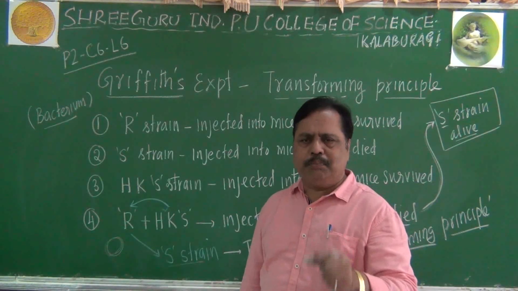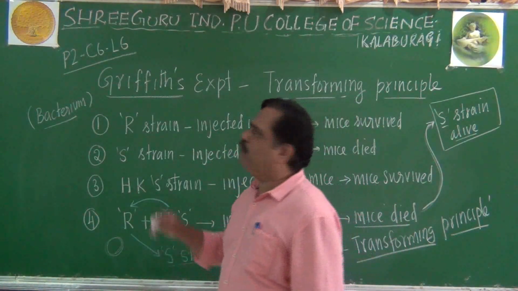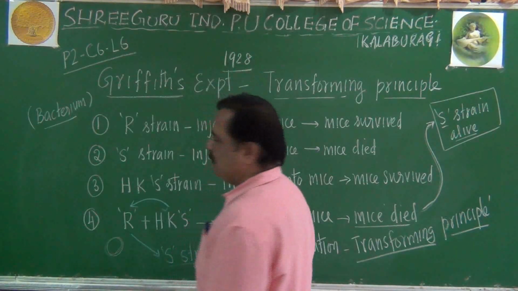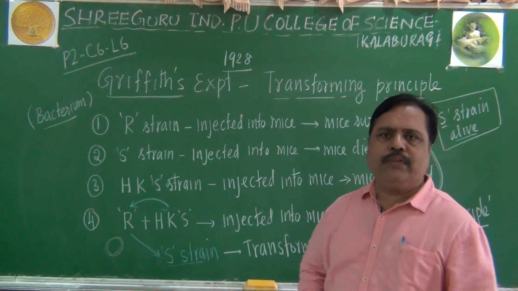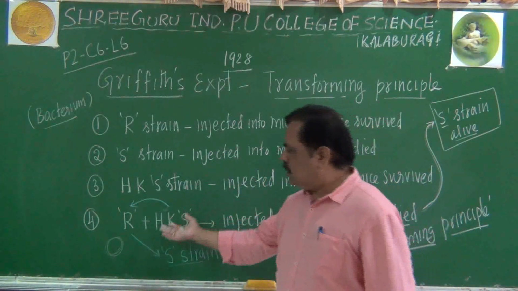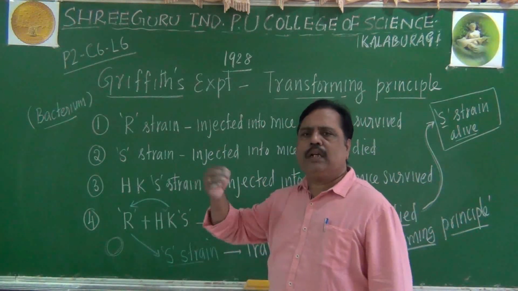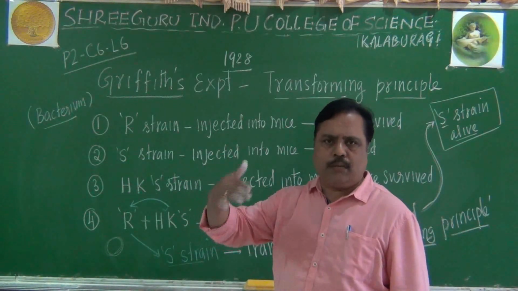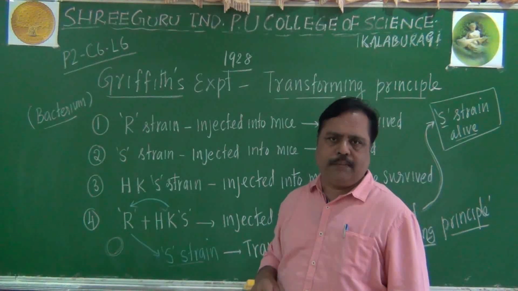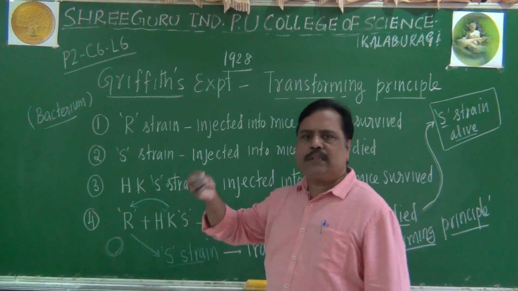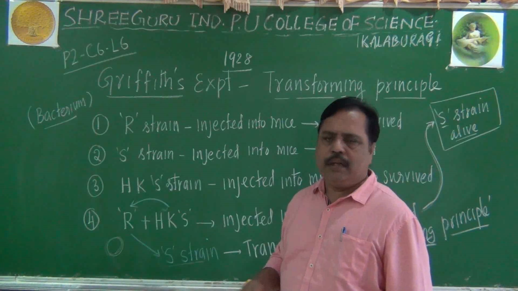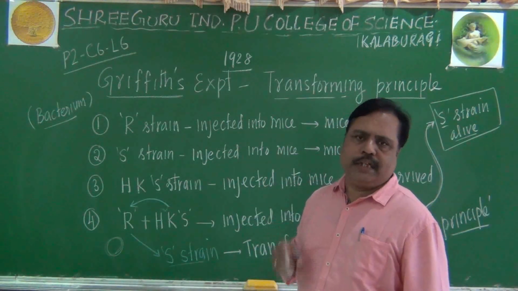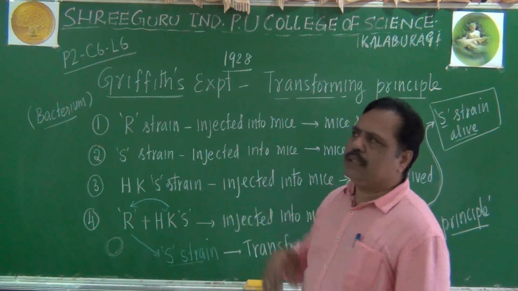This is the first and simple experiment proposed by Griffith. In the year 1928, he did this experiment. Because of this, what we can understand? Some material could transfer from one bacteria to another bacteria. That material is called transforming principle. That is the first step for the searching for genetic material, we can see. Okay, this is the Griffith experiment.